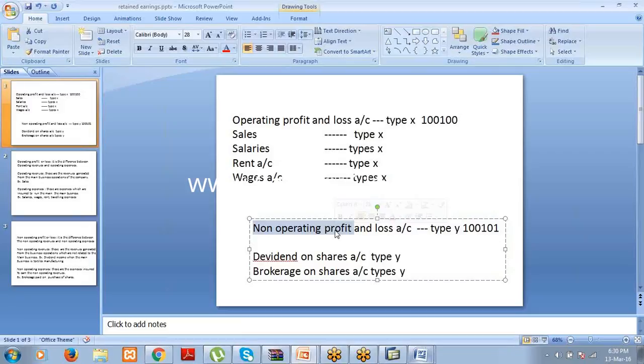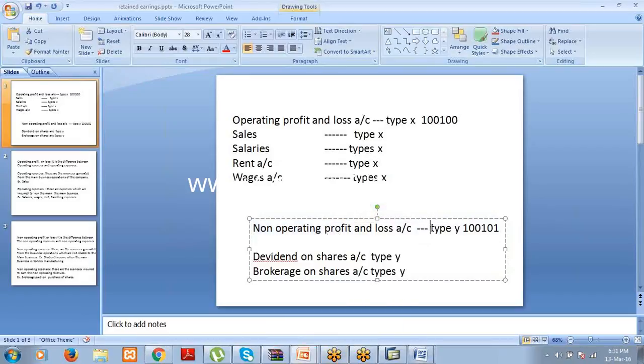That's how, based on the requirement, we can define any number of profit and loss account types. The profit and loss account is called the retained earnings account. And after preparing the balance sheet, the balance in these profit and loss accounts will be transferred to next year as opening profit.